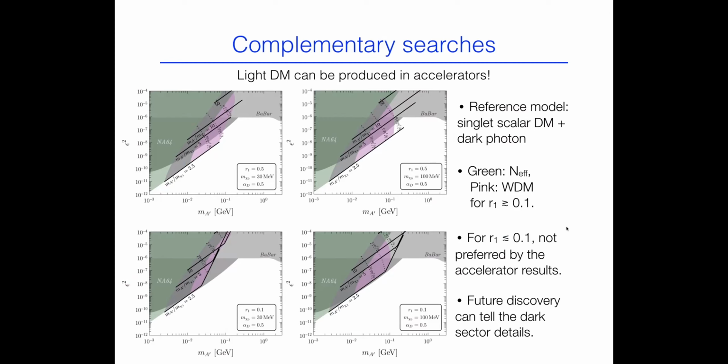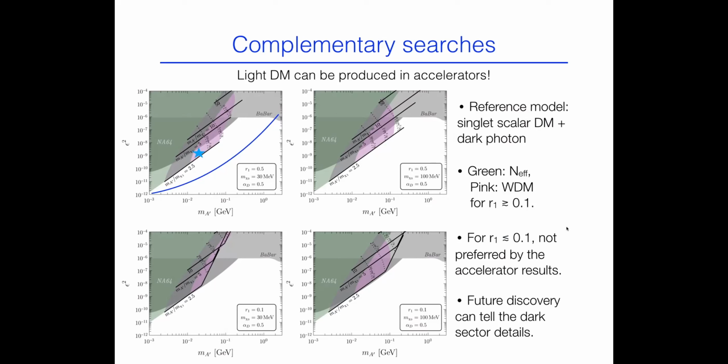Furthermore, assuming that we have discovered some signal of light dark matter in an accelerator, this future discovery can tell us the dark matter structure in more detail. For example, let's assume that we have discovered the signal here. And this blue line is what is expected for the light dark matter, assuming that it takes 100% of the relic. Then we can say that this is a subdominant dark matter.